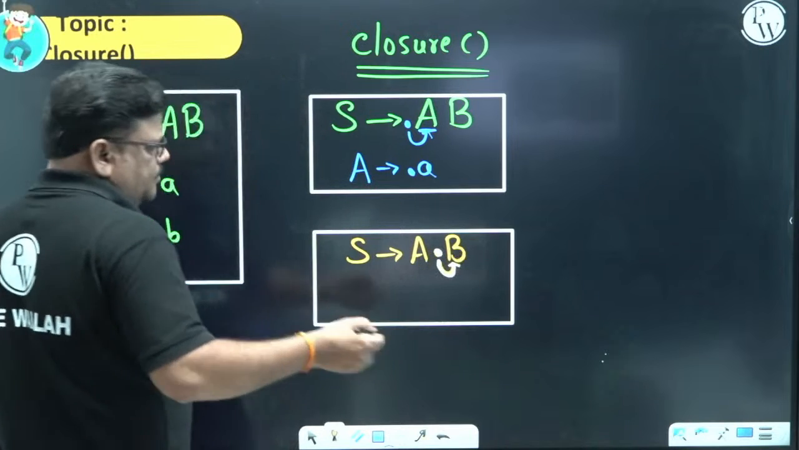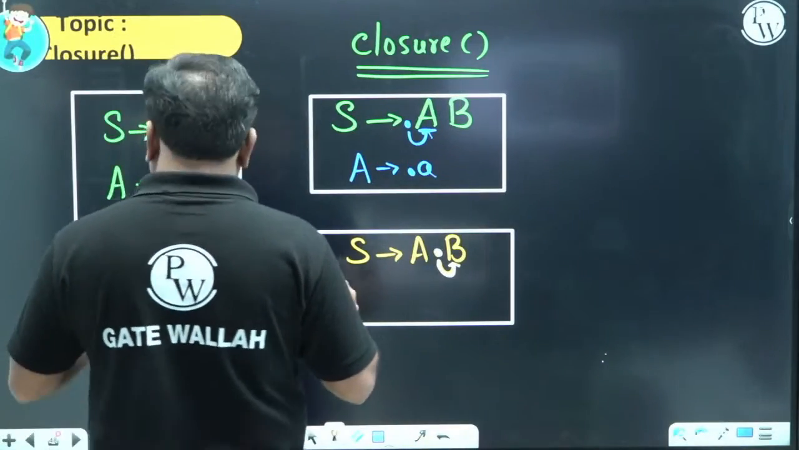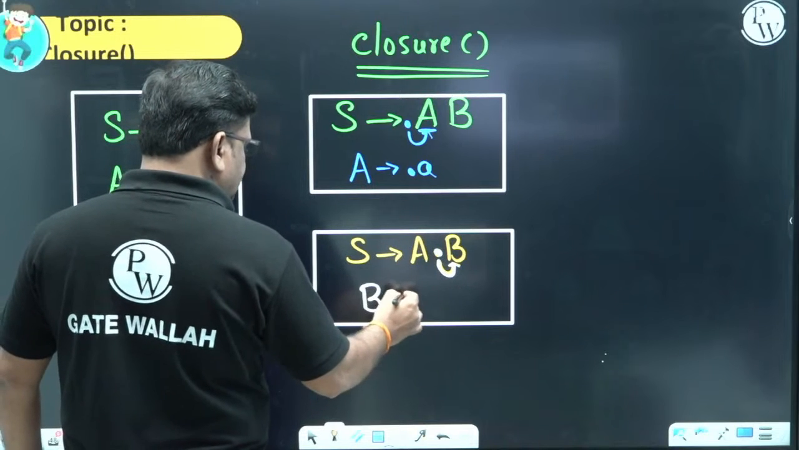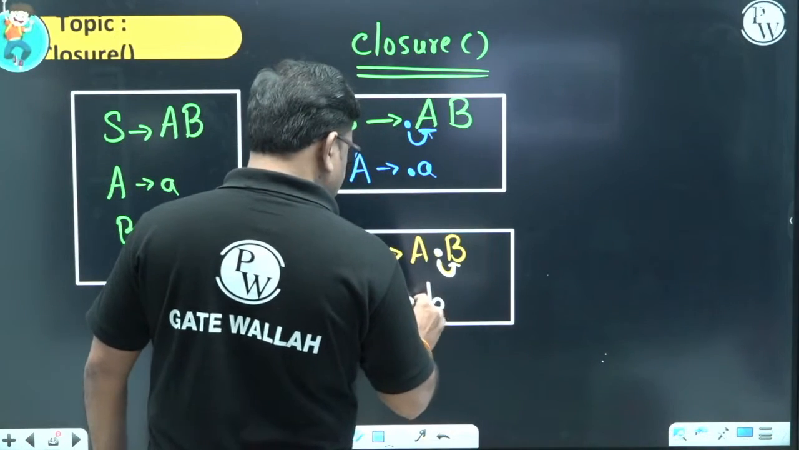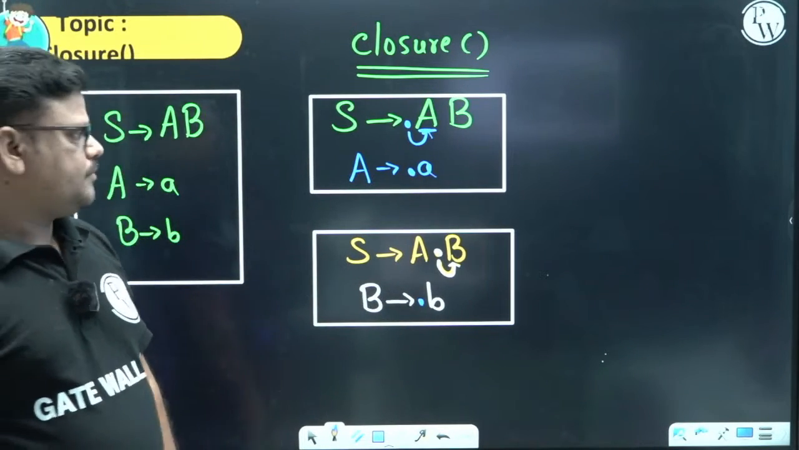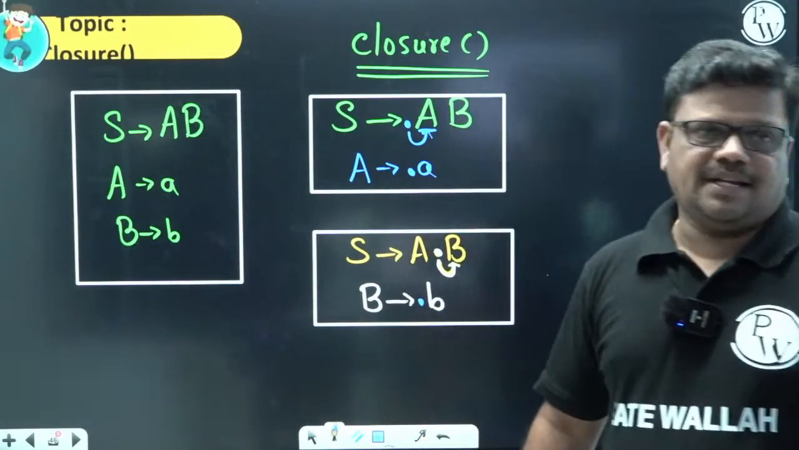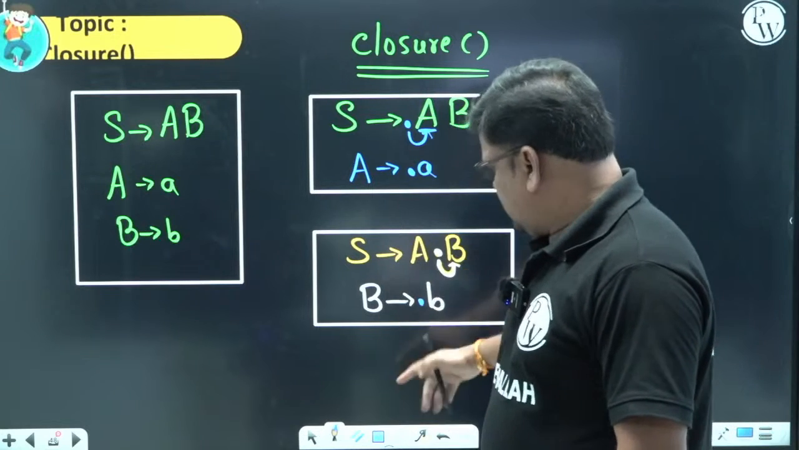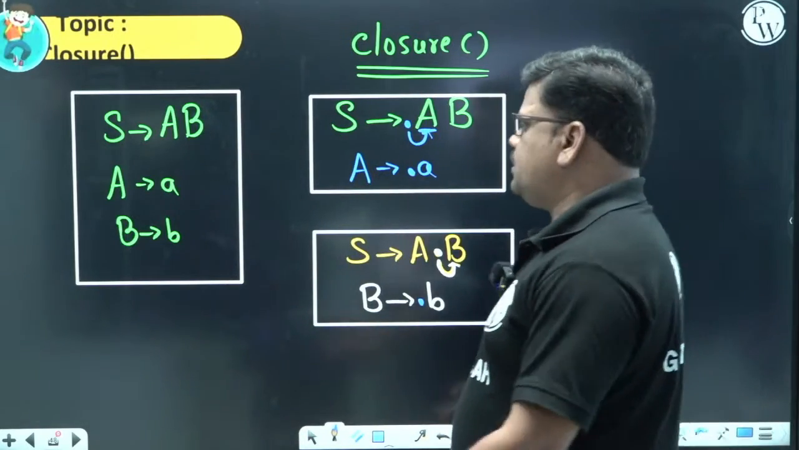I'm just giving you time to recollect this. After the dot, capital B is there, so closure adds the B production. This is the task of closure: add this production and place the dot in the first place. Even if you have other things, all the non-terminals after the dot will have their productions added. This is closure, that's all.